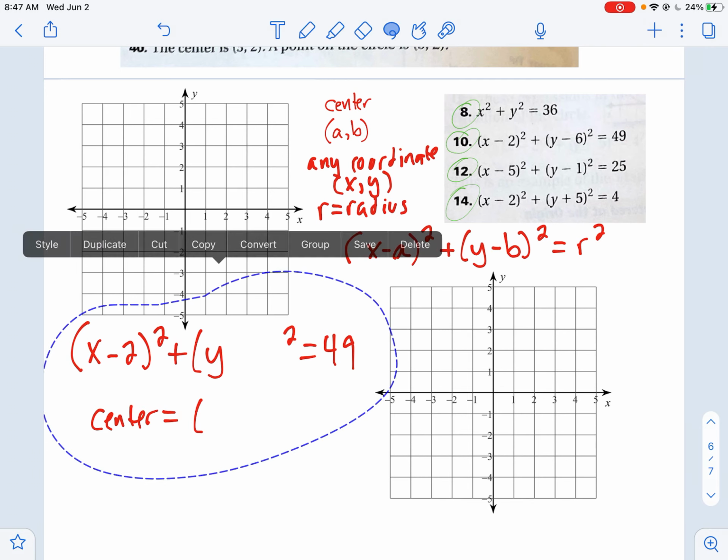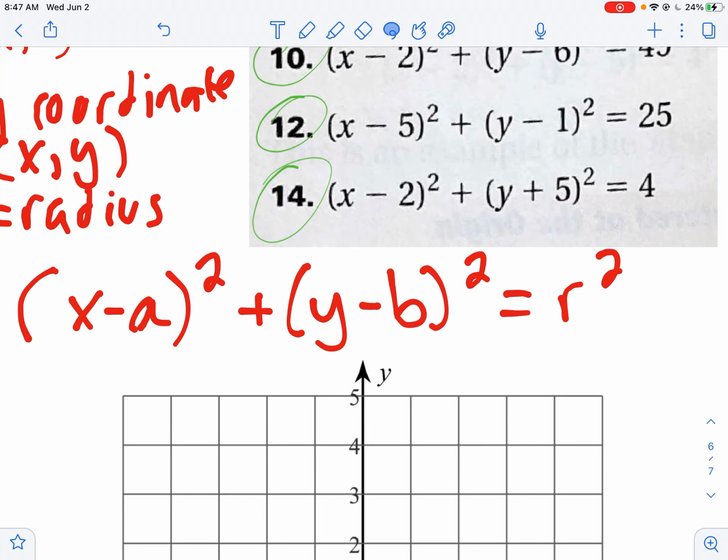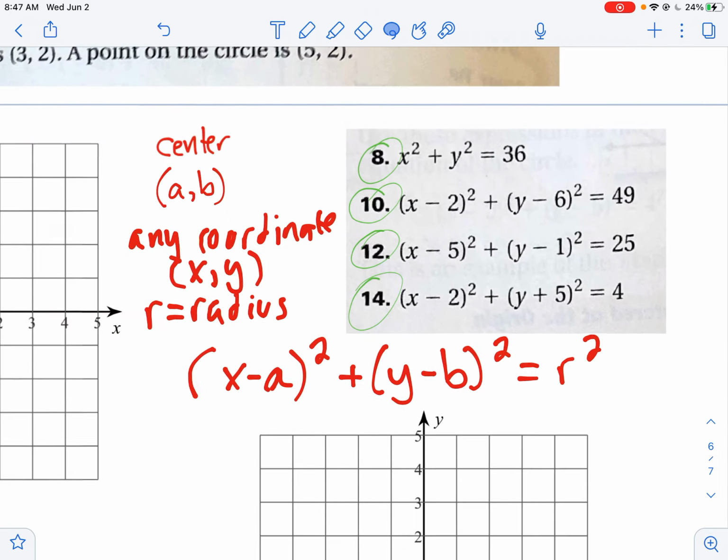All right. This is standard form. You have (x minus a) squared plus (y minus b) squared, and then that equals r squared. So we're going to go over what all these variables mean in the context of circles.